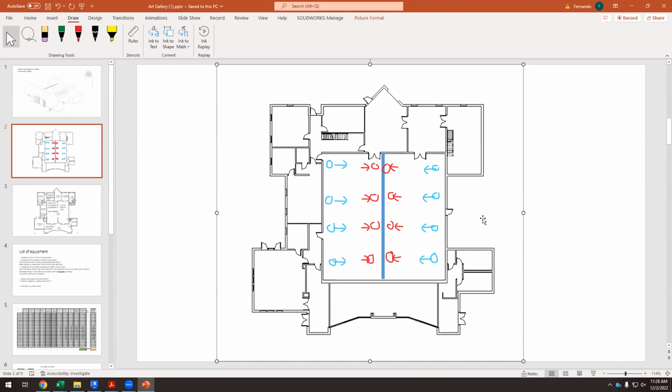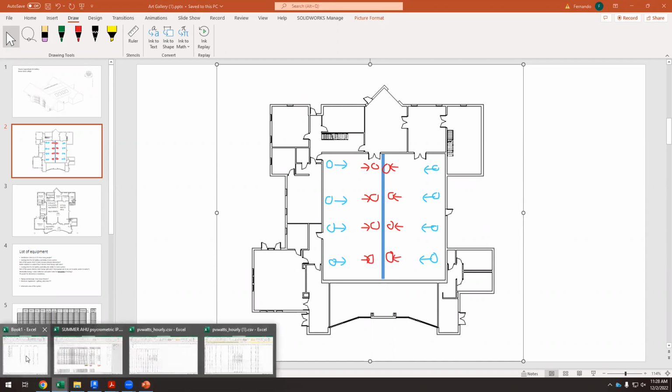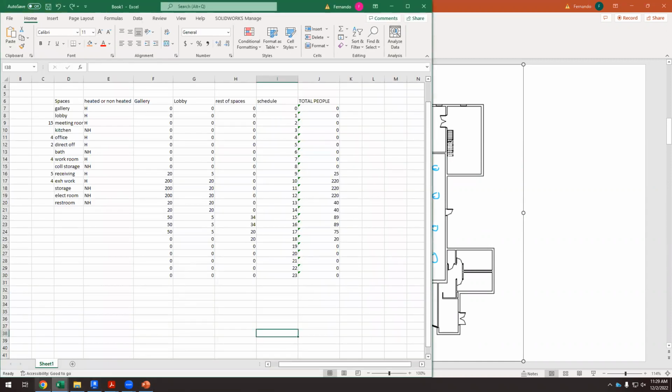So it was 40,000. So we say 200 people. So it's 20. So it's 40,000 CFM total for the room. We have, okay, so this is the total people, but we had the total people in the art gallery.